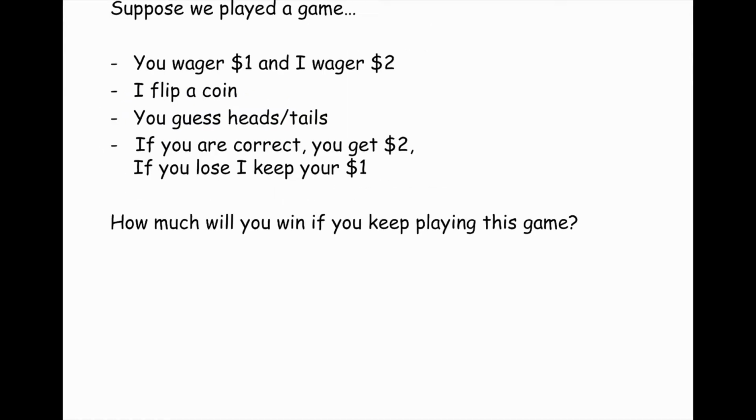So suppose we played a game just like the dice game, right? And we're going to simplify it. We're going to call it the coin game. In this coin game, you're going to wager $1, and I, or the house, is going to wager $2. So I'm going to flip a coin, and you're going to guess either heads or tails for one of the outcomes of the coin. And how the game goes, if you're correct, you get to keep the house's $2. So your wallet increases by $2. And let's just assume the wallet starts out at 0. And if you lose, the house gets to keep your $1.